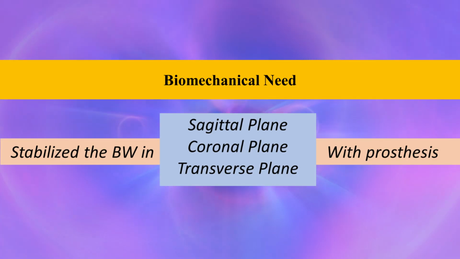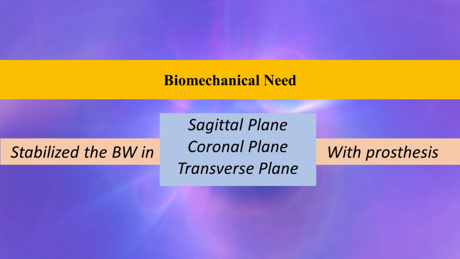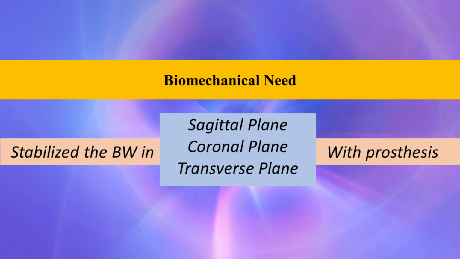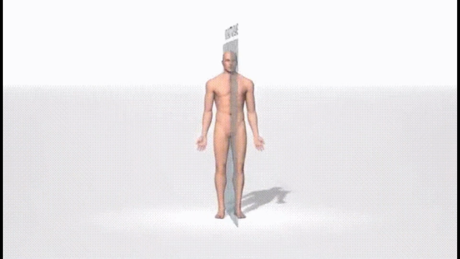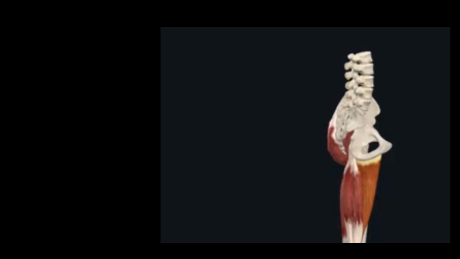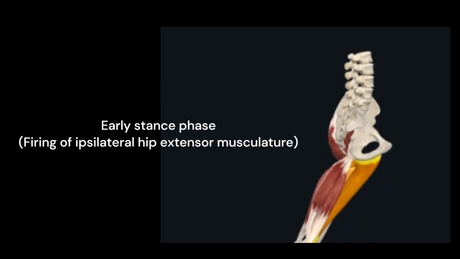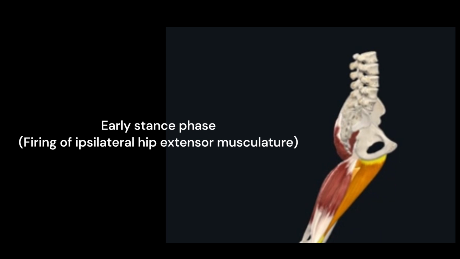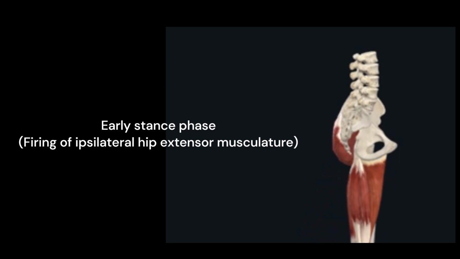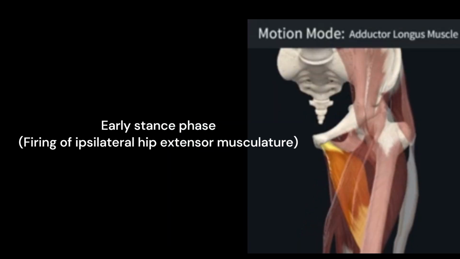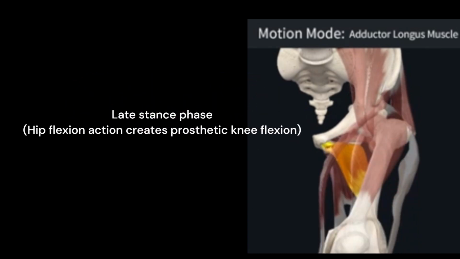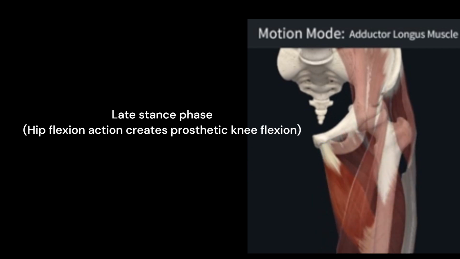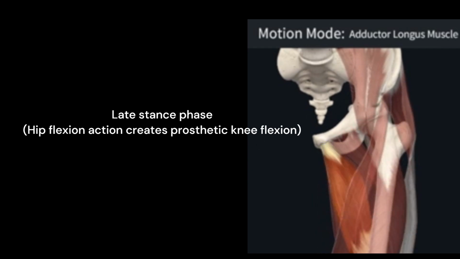Biomechanical need to stabilize the body weight in the sagittal plane, coronal plane and transverse plane of an amputee with the prosthesis. Sagittal plane: in the early stance phase, the firing of ipsilateral hip extensor muscles is required to stabilize the prosthetic knee for transferring body weight from a sound limb to a prosthetic limb. And in the late stance phase, the firing of hip flexion muscles is required to create the prosthetic knee flexion.